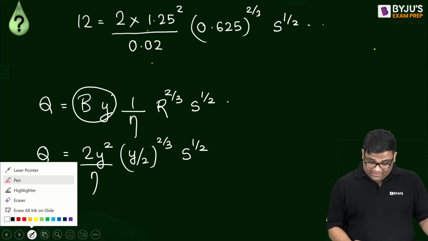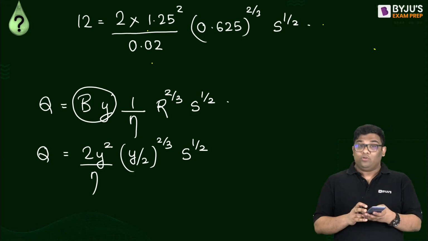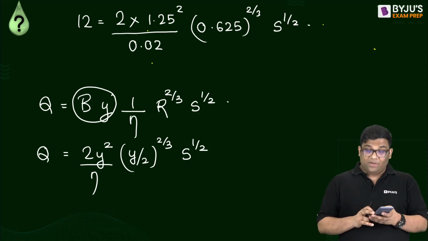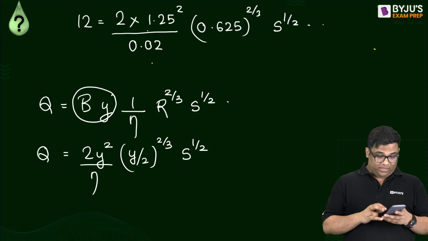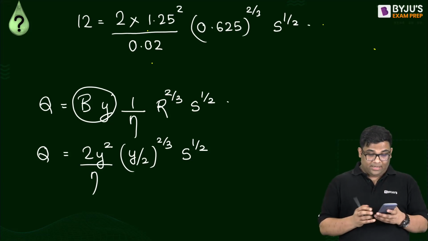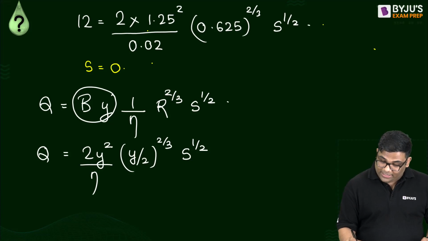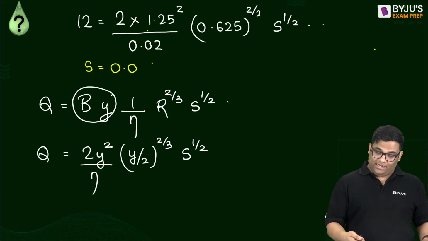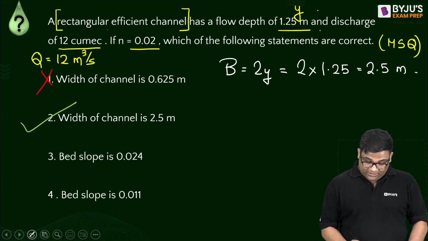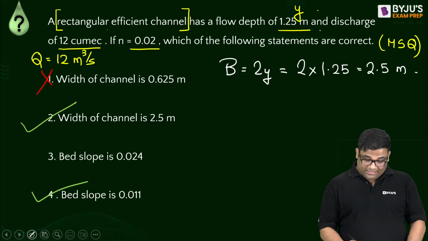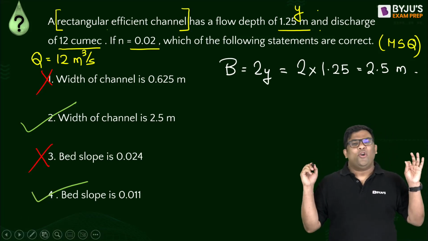Let us find out S here. If I solve this, I'll do, you will also do with me. So 12 into 0.02, then divide by 2, then divide by 1.25 square, and further divide by 0.625 to the power 0.67. Then whatever I get is square root of S, so I'll square it. When I square it, I am getting S is equal to 0.011 approximately. So if you see, which is the right answer? The 4th is right, and I can say this is wrong.